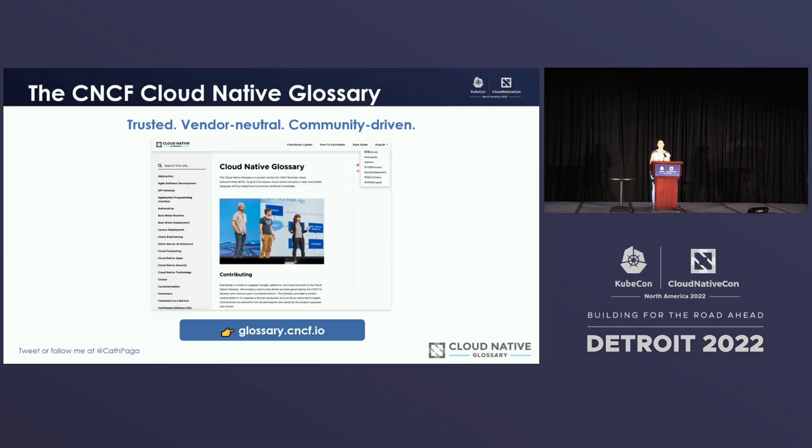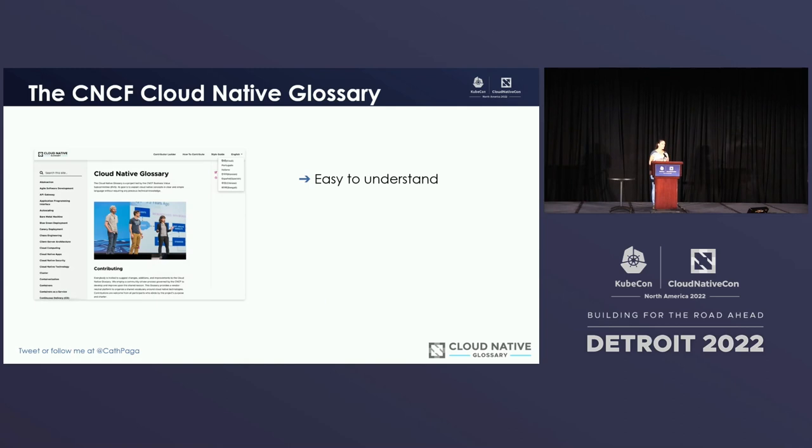So the glossary provides definitions from a trusted source that is vendor neutral and community driven. And that is key for the definitions to be objective and up to date. And then we try to use easy language, free from buzzwords, with daily examples whenever possible, because we want to make it accessible for a technical and non-technical audience alike. And even technical people will really appreciate the easy accessible language. After all, this is really complex stuff.